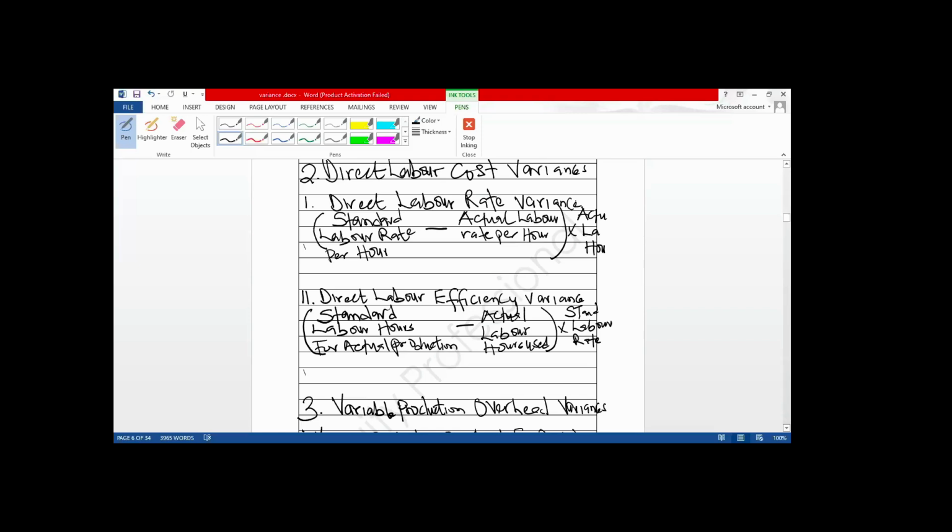Standard labor hours for actual production minus actual labor hours used. You get the difference. Multiply by standard labor rate per hour. That will give you direct labor efficiency variance. So we have discussed direct material cost variance. We have discussed direct labor cost variance. We move to number 3.